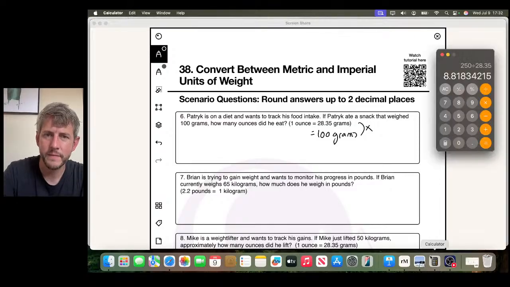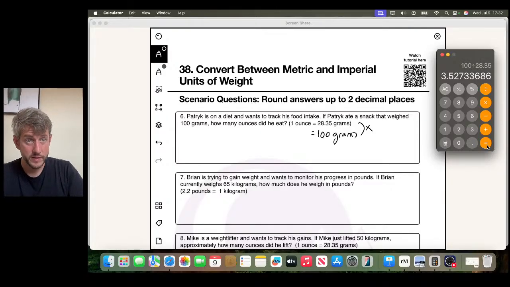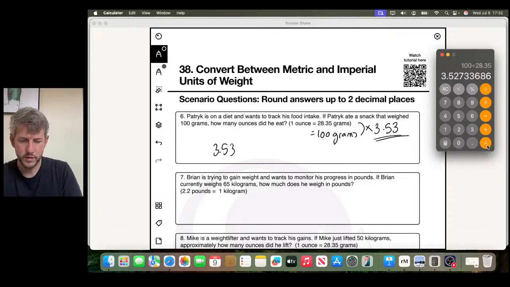Where's that calculator? So 100 divided by 28.35 will give us the answer to this. So that's 3.53 to 2 decimal places. So 3.53 grams, ounces. Let's do that properly. Ounces. Okay, right.